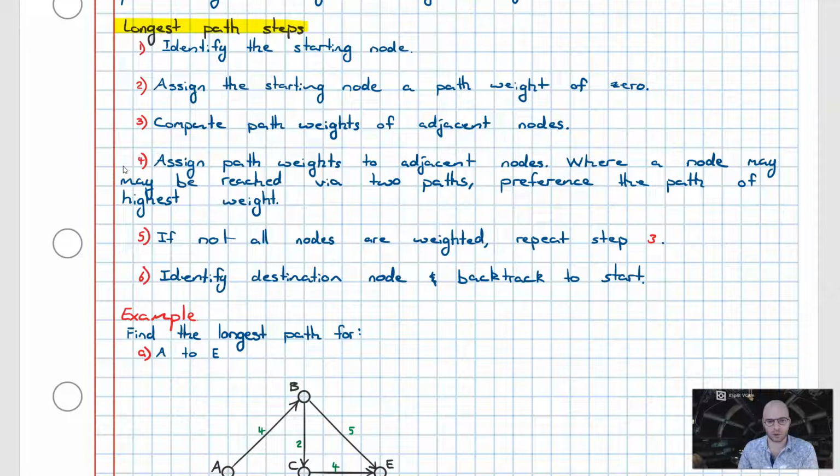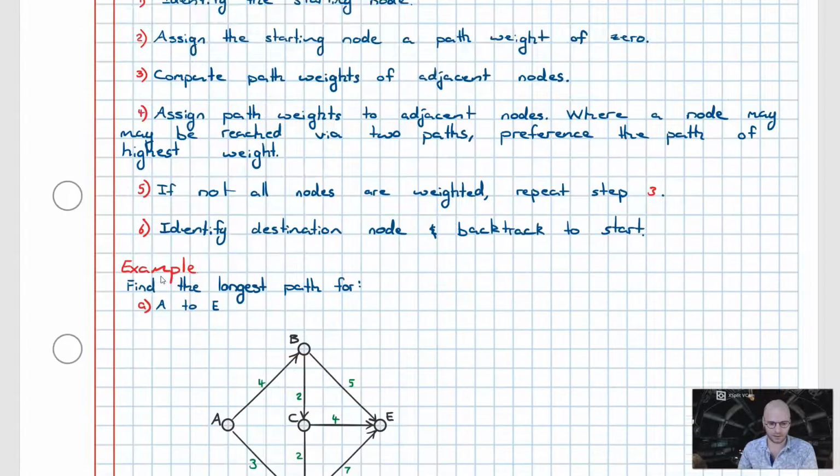Now, there's going to be multiple ways to visit different nodes. Consequently, we're always going to preference the path that has the highest weight, the reason being we're looking for the longest path. For step 5, we're going to go back to step 3 in the case that we haven't finished weighting all of our nodes in the network, or in other words, if we don't know the path weight to each and every single node. Only once we've managed to find the path weights for every single node within the network do we move to step 6, in which case we go from our destination node and backtrack through the network until we reach the start, during which we discover the longest path.